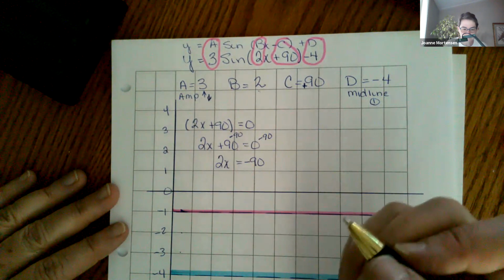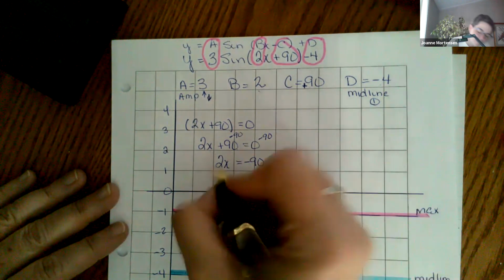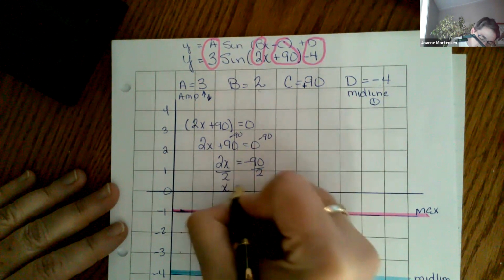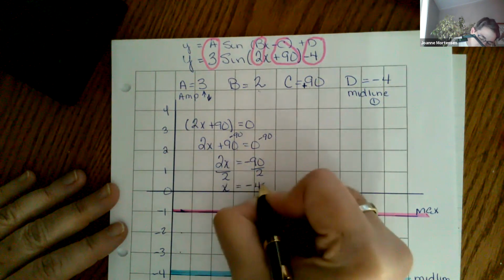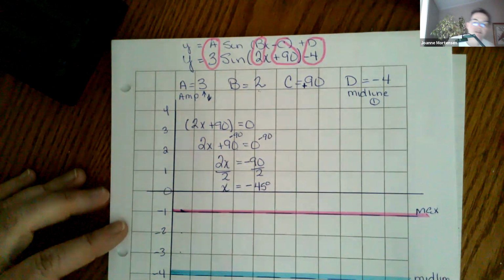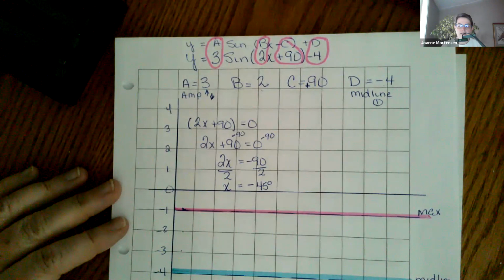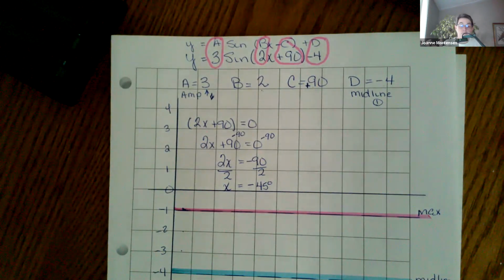And then you know it. I'm going to divide by 2, divide by 2. x is equal to minus 45 degrees, and I put degrees on there because I'm going to have to remember that. It's okay, it's negative. By the way, don't panic, it's not screwed up.